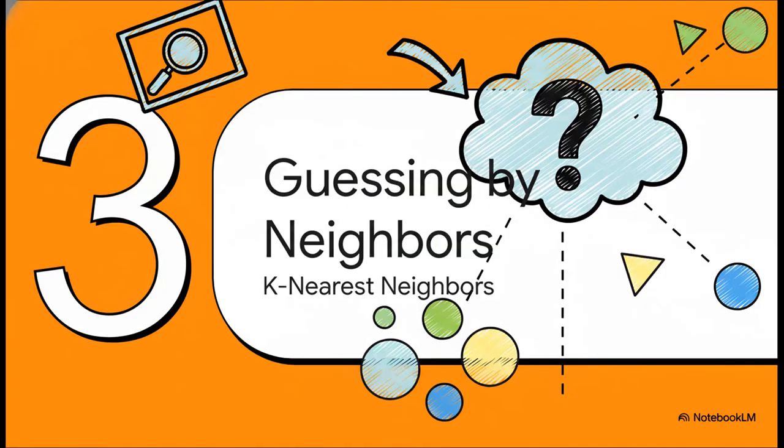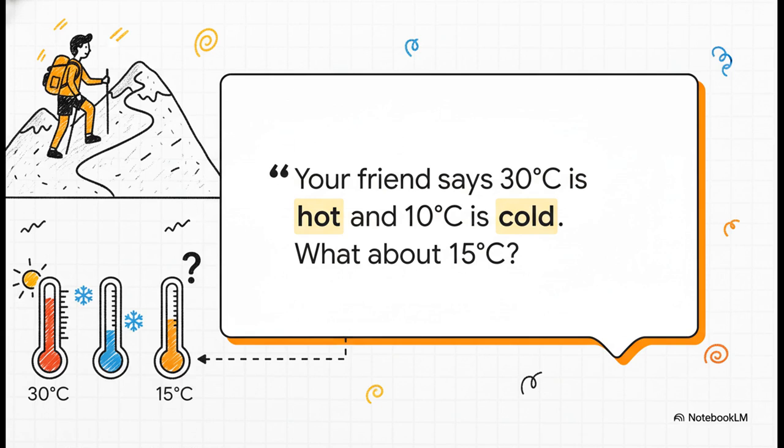Okay, this last approach we're going to look at is maybe the most intuitive one of all. Let's see how a machine can make a really good guess just by looking at what's around it, by checking out its neighbors. Let's try a little analogy. Imagine you're out hiking. Your friend has already told you that 30 degrees Celsius feels hot to them, and 10 degrees feels cold. Simple enough.